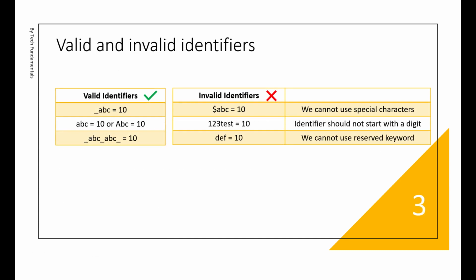Here are some examples of valid and invalid identifiers. In the valid identifiers table, you can see that the variable name starts with an underscore or a letter. In the invalid identifiers table, the name in the first line starts with a dollar symbol, which is not allowed. In the second line, the name starts with a number, which is also not allowed. And in the third line, the name used is a reserved keyword, which cannot be used as an identifier.